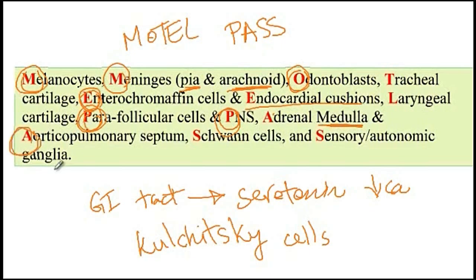Aorticopulmonary septum. So we have the aortic trunk, and then the septum that is right in between, separating aorta from the pulmonary artery, is actually coming from neural crest cells. And then we have Schwann cells, which help myelinate the nerves in the peripheral nervous system. So it's required for myelination of the PNS. And finally, sensory and autonomic ganglia are derived from neural crest cells.